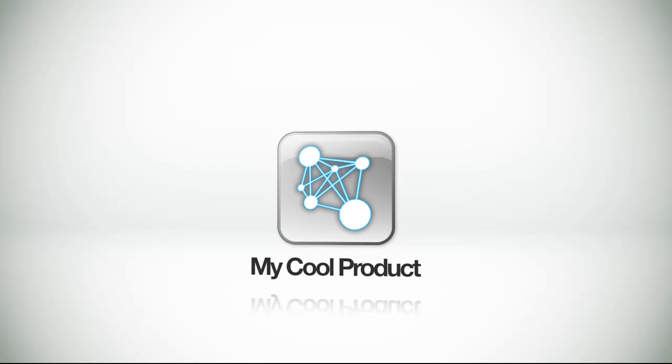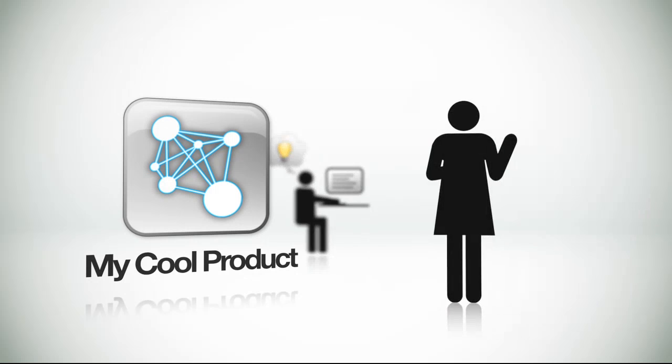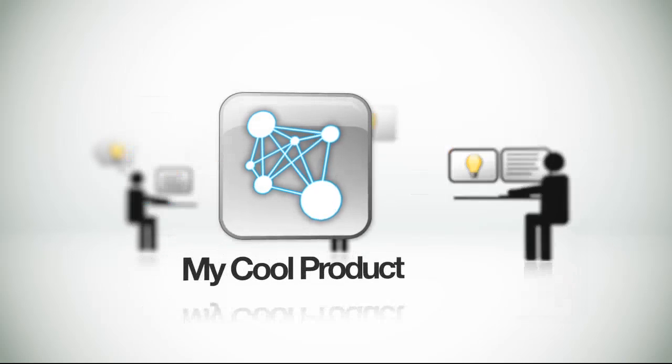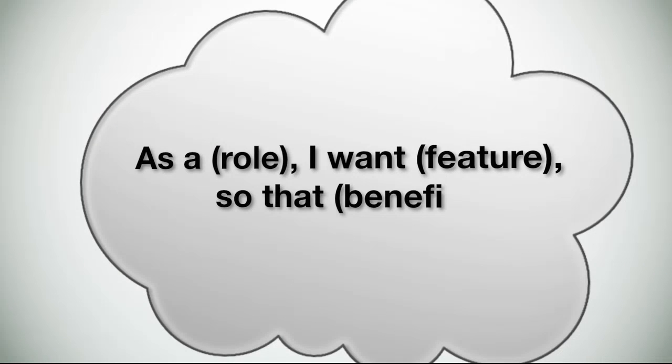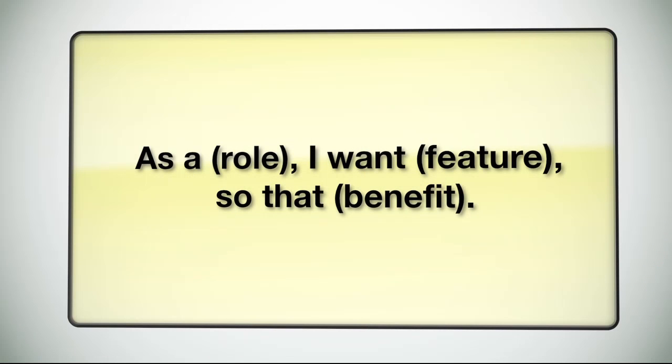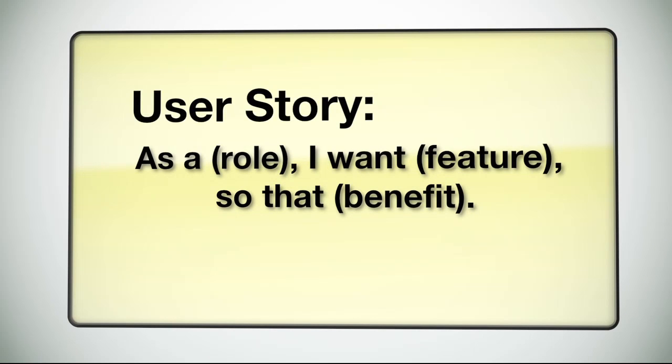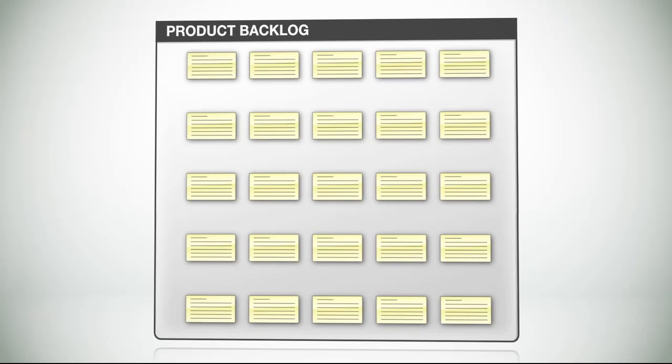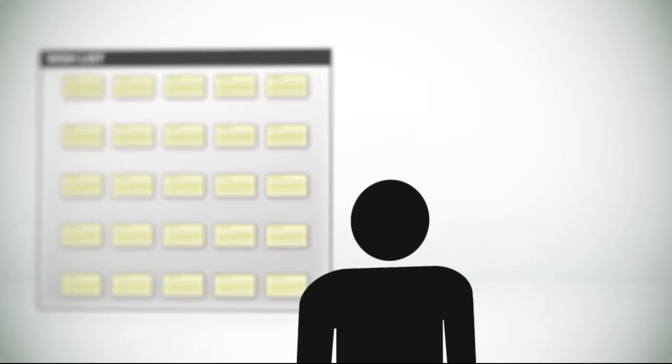Let's say this is the product we want to build. For this product, we get all kinds of feature requests from customers, executives, or even other team members. In Scrum, features are written from the perspective of the end user. Therefore, features are known as user stories. The collection of all these user stories is called the product backlog. Another way to think of the product backlog is to think of it as a wish list of all the things that would make this product great.